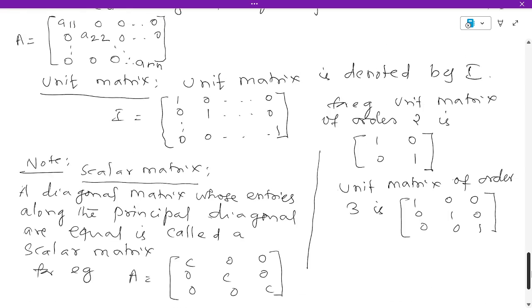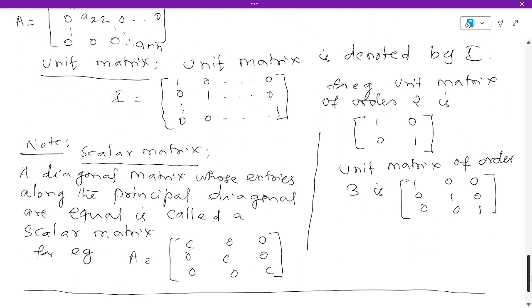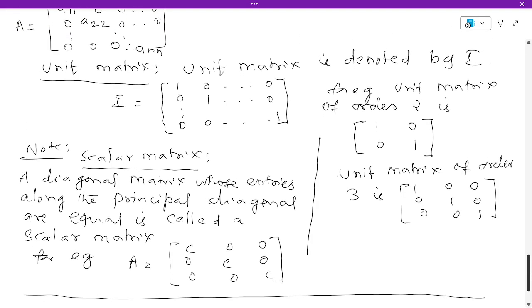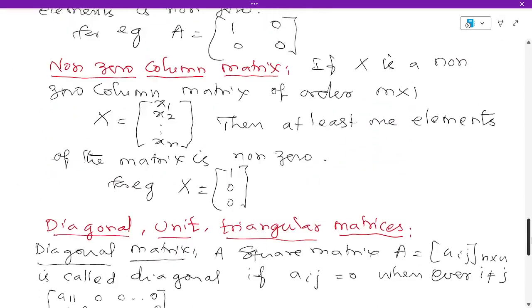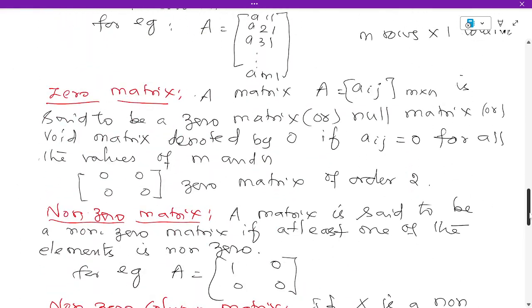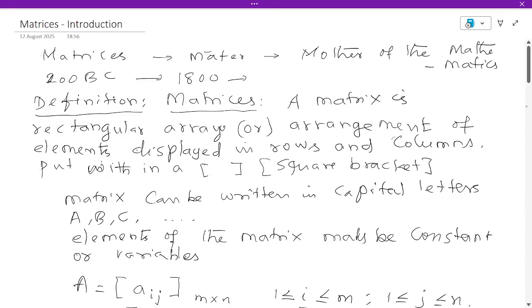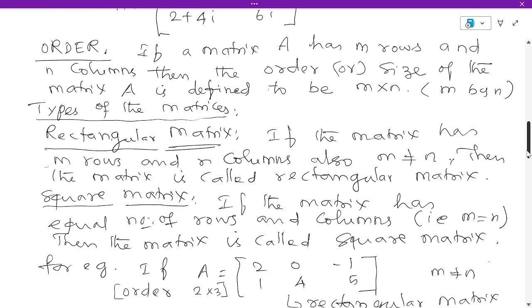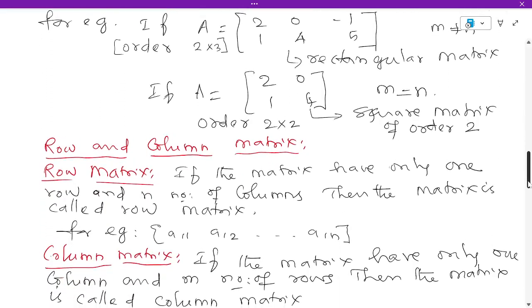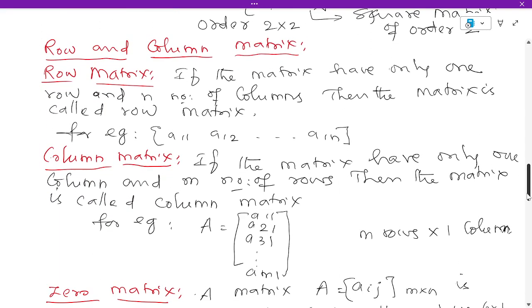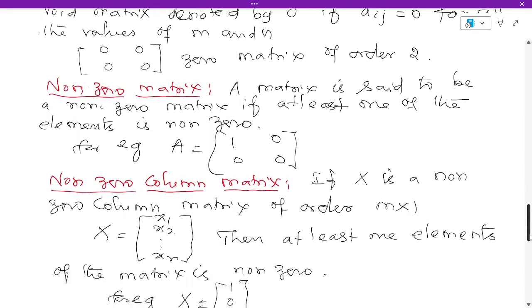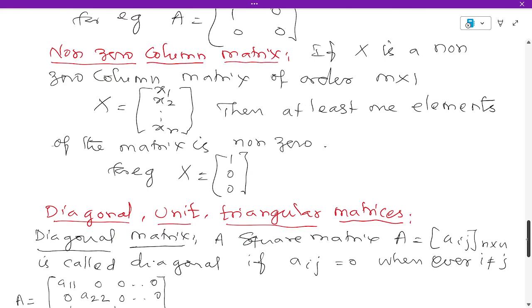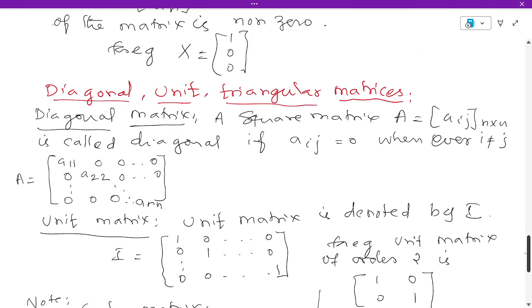So what are the definitions we have gone through? As I told, no need to write now, you can write afterwards, because I will send these notes afterwards. I will share these videos also. Now we will see all the definitions one by one. First we have seen what is meant by matrix. Then what is meant by row matrix, what is the order of the matrix, what is meant by rectangular matrix, square matrix, row and column matrix, and then zero matrix, non-zero matrix, non-zero column matrix. This non-zero column matrix is important for our subject, and this diagonal matrix is also important.